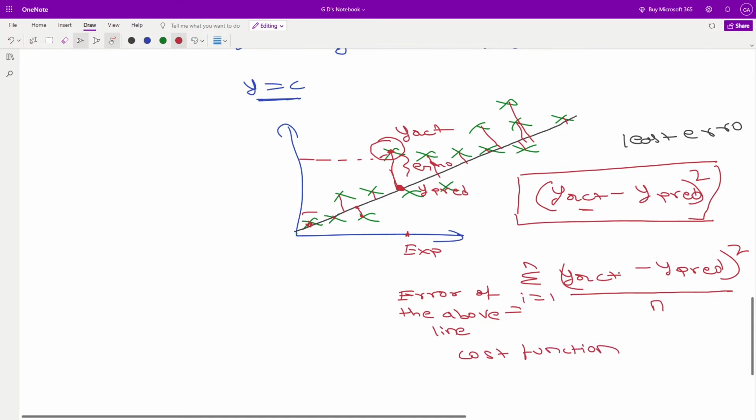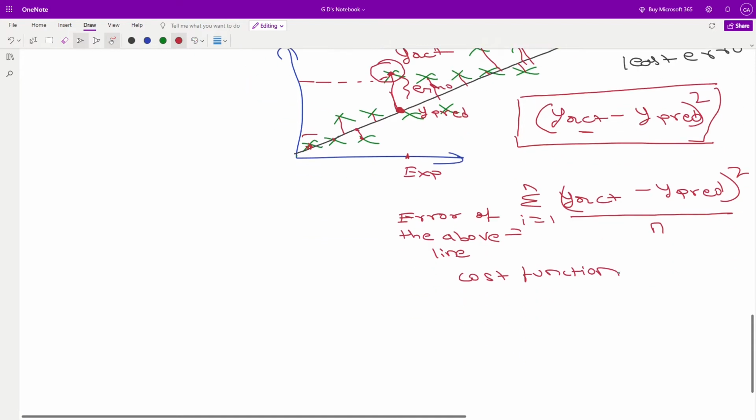And this error which I'm showing you right now is called MSE, which indicates mean squared error. So what do I mean by mean squared error? Mean is nothing but average. You are finding the average of the error. The error is y actual minus y pred, and we are applying square to avoid negative values. That is the reason it's called mean squared error.